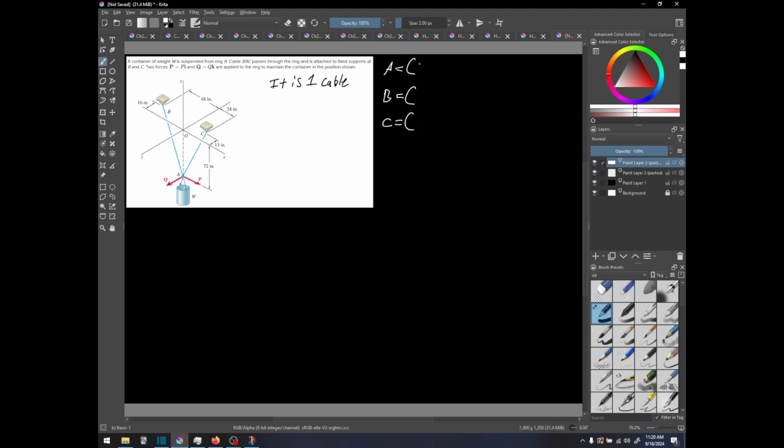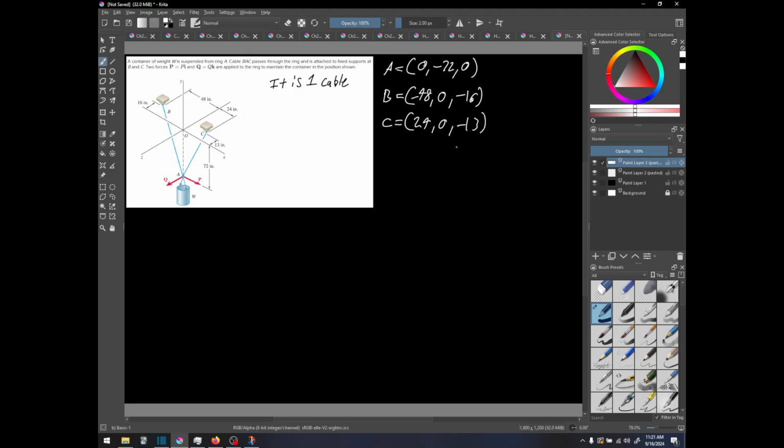Point A is going to be nothing x and negative 72y and nothing z. Point B is going to be going the x direction, negative 48, nothing y, and then negative 16z. And then for point C, it looks like it's going to be positive 24x, 0y, and negative 13c, or z.